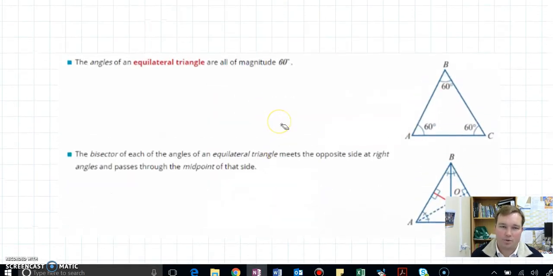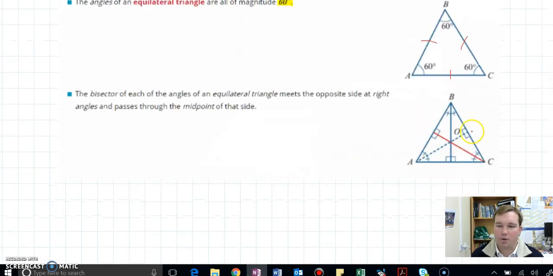Alright, an equilateral triangle has equal angles of 60 degrees and three sides that are equal. So 60s and three equal sides. And an interesting property of them, if you cut them in half, you form right angles and you exactly bisect the opposite side.